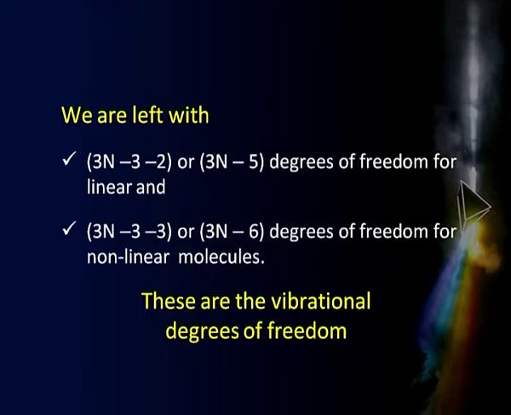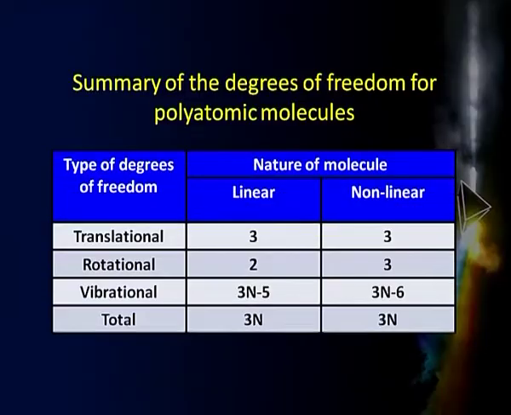Let us take some examples. Before I take examples, let me quickly give a summary of this. Depending on whether the nature of the molecule is linear or nonlinear, translatory motion is 3 each, rotational is 2 for linear and 3 for nonlinear, vibrational is 3n minus 5 here and 3n minus 6 here, and the total is 3n, which we just started with. So, that is the kind of degrees of freedom we have for a given molecule.